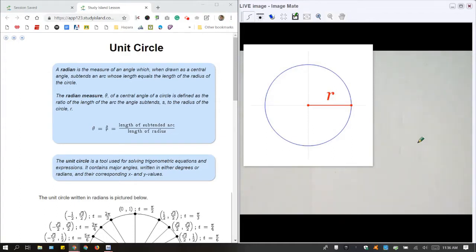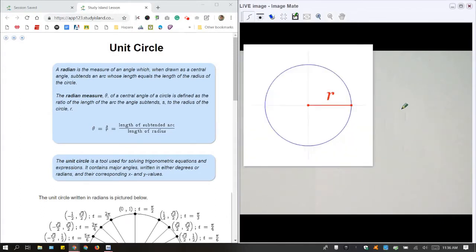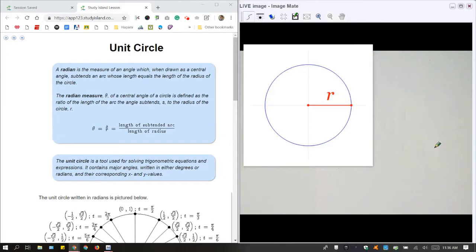So you've got that red line, which is the radius. What this animation is about to show you is it's going to take that distance and mark it on the circumference of the circle to create what we call an arc. An arc is a part of the circumference that's equal to the radius of the circle. So here we take that red line and let's mark it on the circumference of the circle. So there you go.